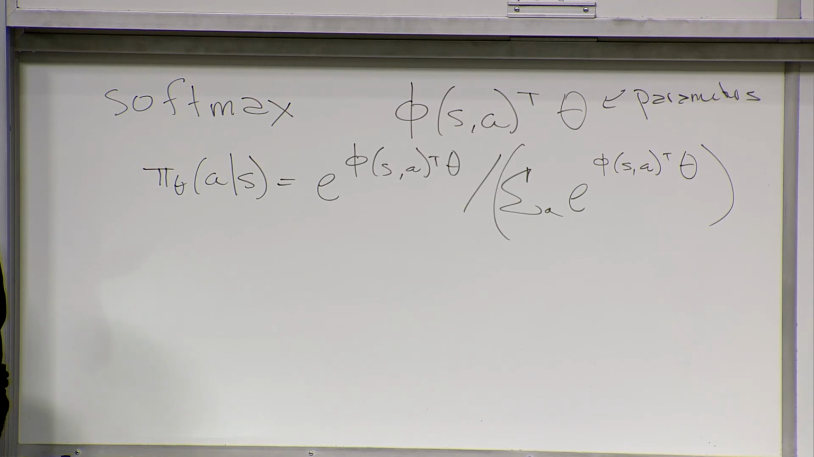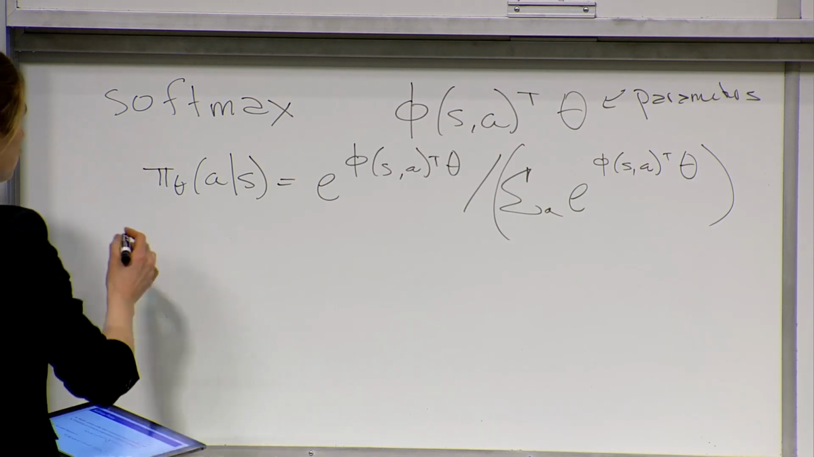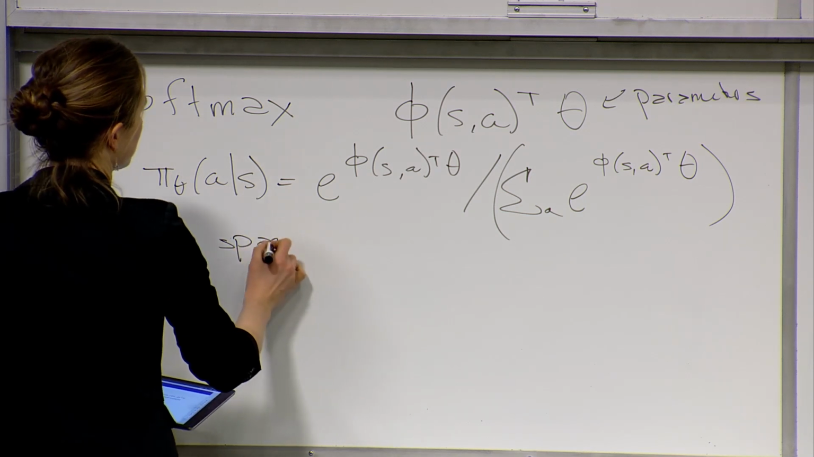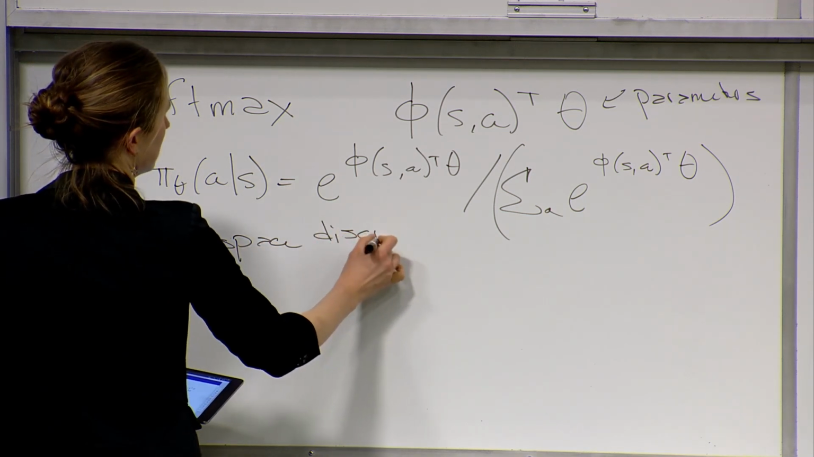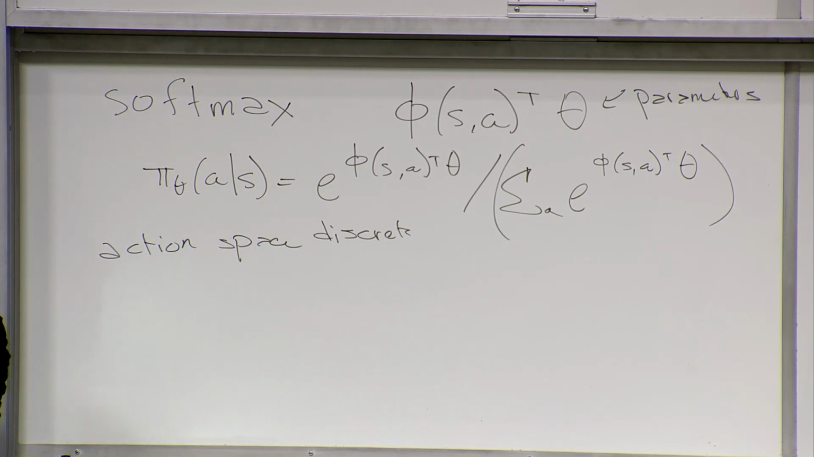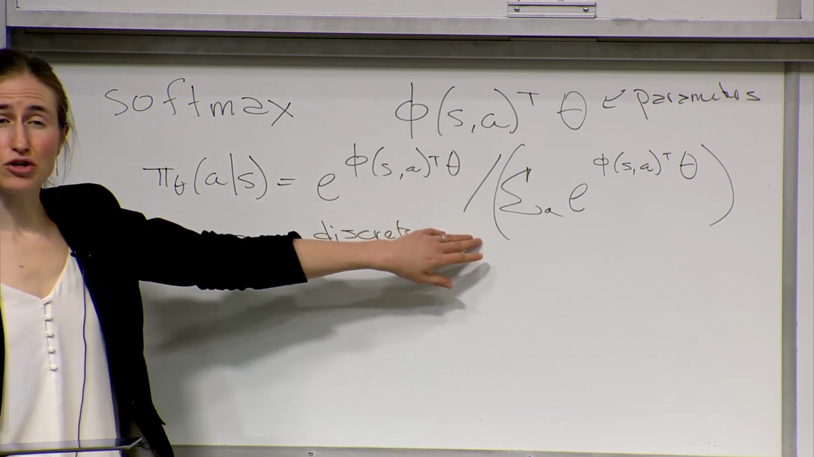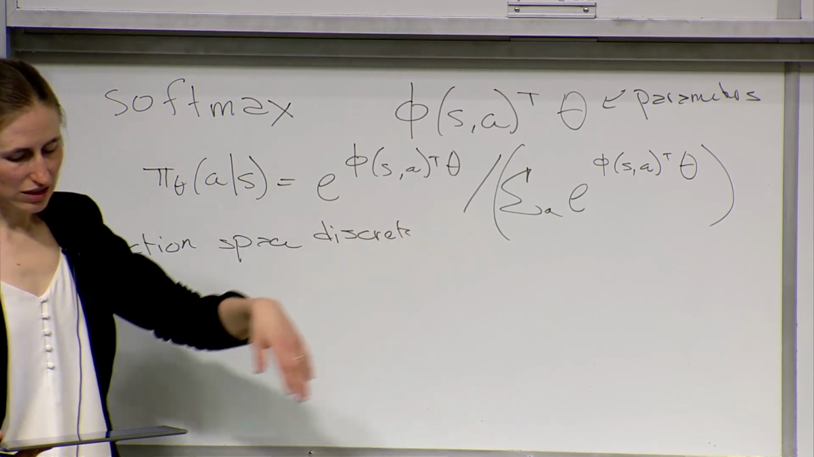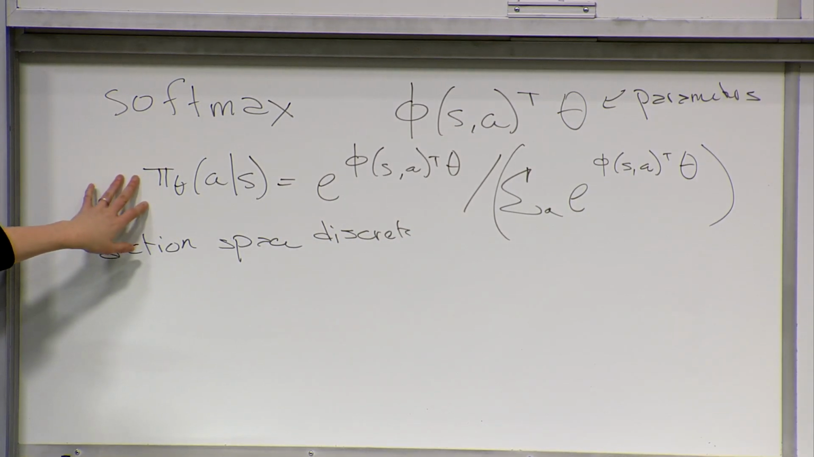So notice this is a reasonable thing to do when our action space is discrete. A lot of Atari games, a lot of different scenarios, have a discrete action space. So you can just take this exponential, divide by the normalized sum over the exponential, and that immediately yields our parameterized policy class.